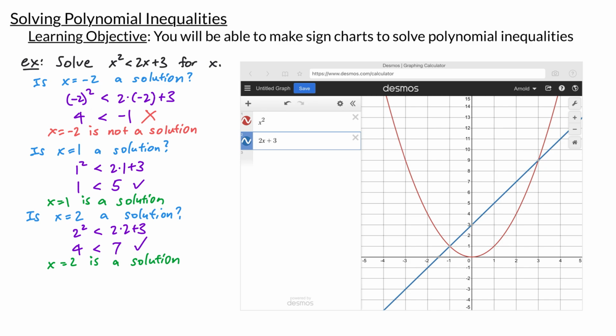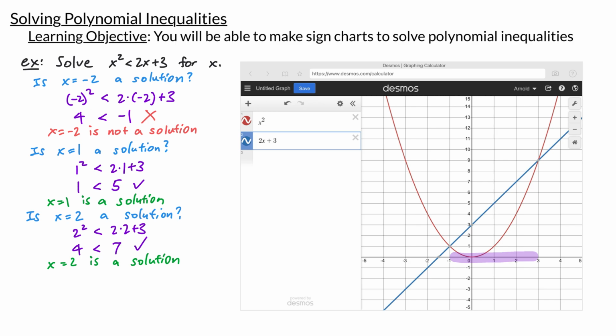Looking at our picture here, we see that the red graph starts being below the blue graph at -1, and it keeps on being below the blue graph all the way until I get to x equals 3. So the x values here, the interval from -1 to 3, are the solutions to this inequality. So this here is just a visual representation of what we're looking for when we have polynomial inequalities like this.